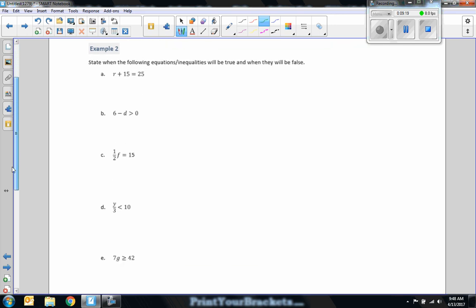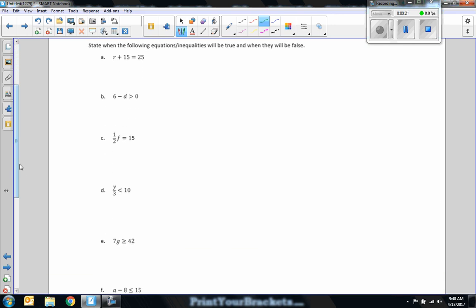Example 2, it says to state whether the following equations or inequalities will be true and when they will be false. So all we have to do is solve for the variable here. And when we're solving equations, remember the acronym PEMDAS. Please excuse my dear Aunt Sally. And now we have changed that to a G for grouping, not parentheses, so it's GEMDAS. And that's to simplify expressions.